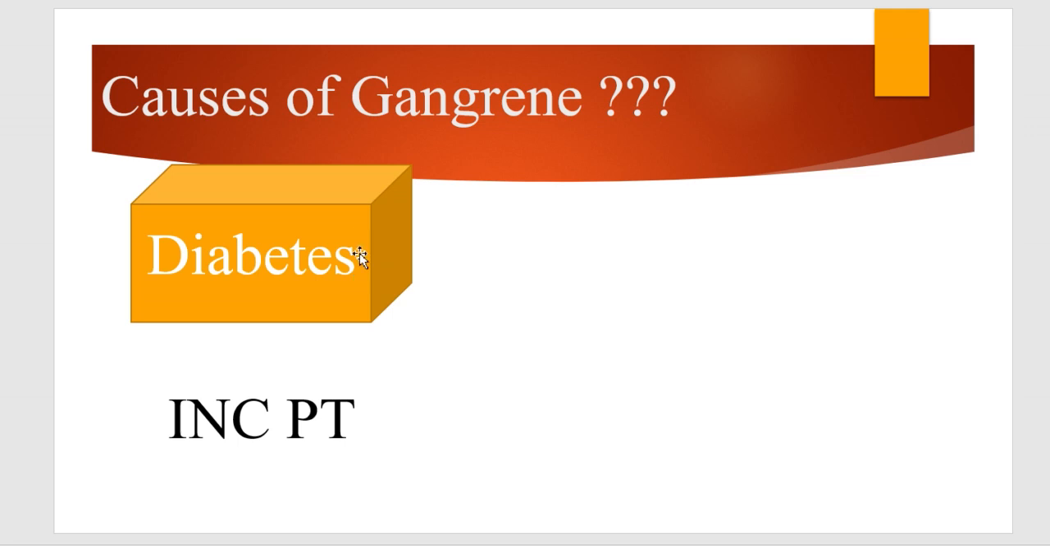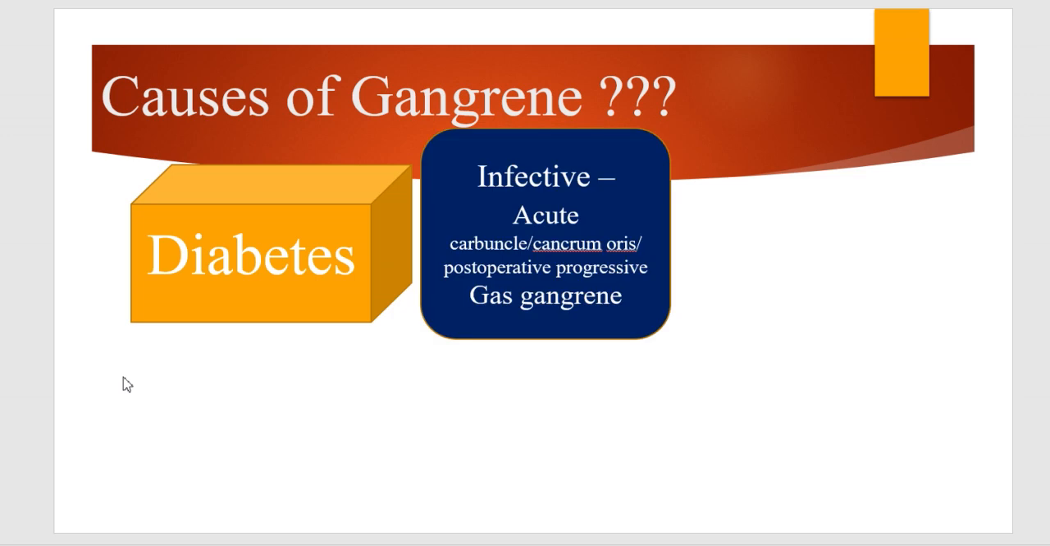So diabetes, we'll start with the causes of gangrene. We'll start with diabetes, and then first one is infective. Again, if the acute onset is there, for example in carbuncle, cancrum oris, and sometimes, although rare, post-operative progressive gangrene. And this post-operative progressive gangrene is commonly known as Meleney's gangrene. Another cause of gangrene is gas gangrene. We'll cover it in the next video.